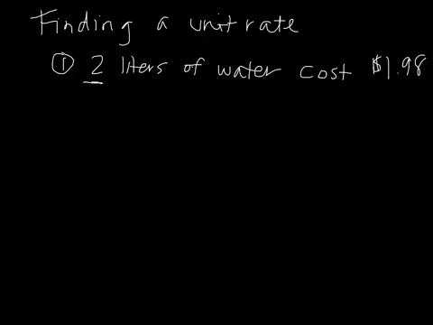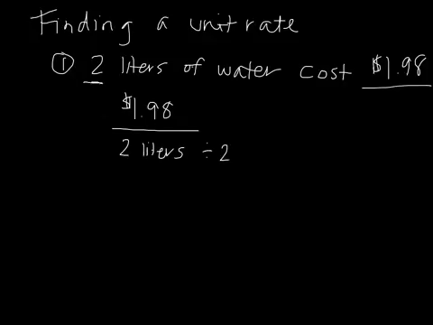We know that that's going to go on the denominator. So we're going to have 2 liters on the bottom. On the top, we're going to write $1.98. Okay, so again, how do I get my denominator to 2? Well, there's a 1, divide it by 2, divide it by 2. Okay, so now I'm left with 1 liter on the bottom.